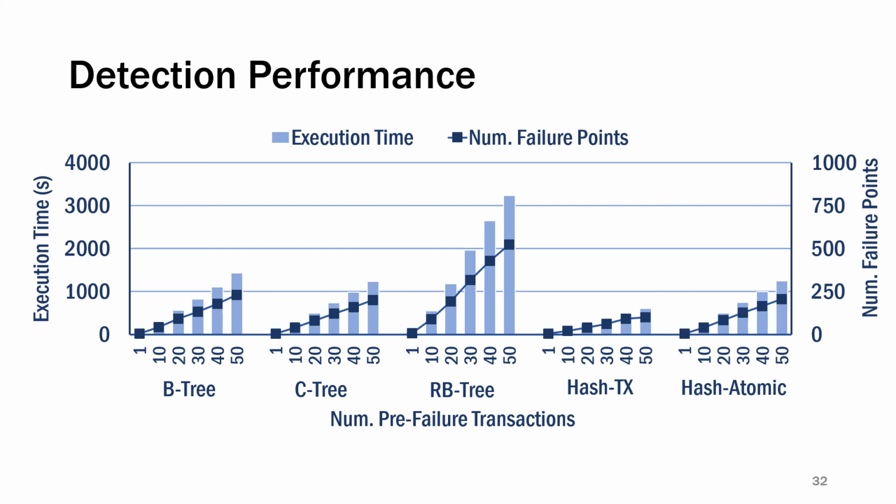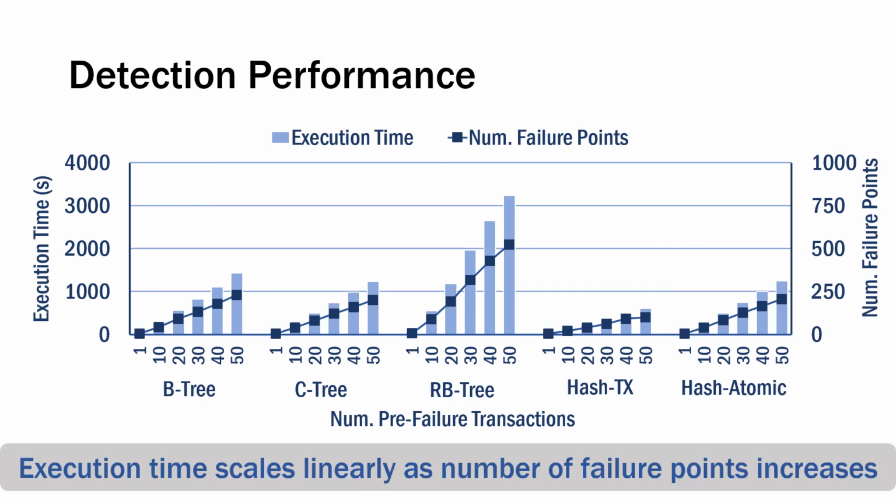The next evaluation scales up the number of transactions as the x-axis shows, and the primary y-axis shows the execution time in seconds, and the secondary axis shows the number of failure points we inject. As the number of transactions increases, the number of failure points also increases. At the same time, the execution time also increases linearly.